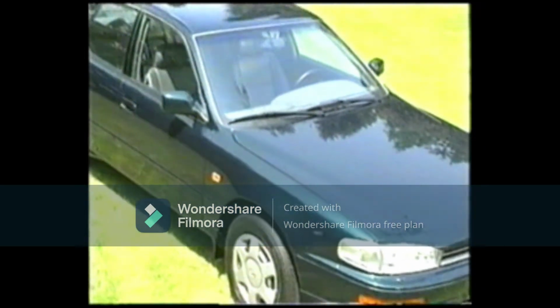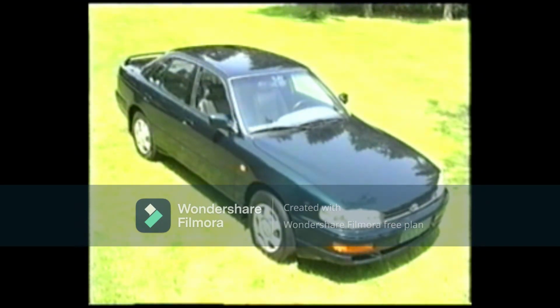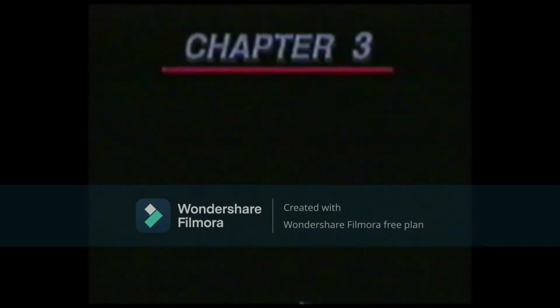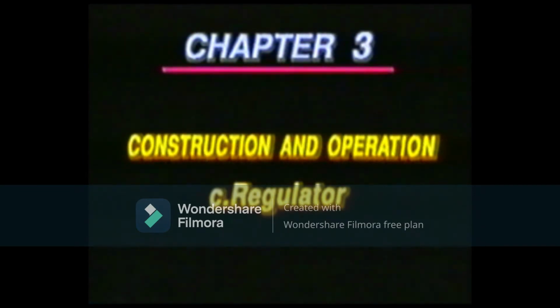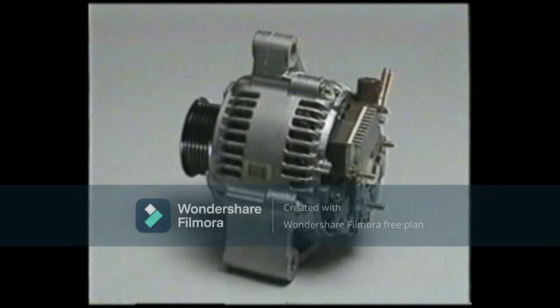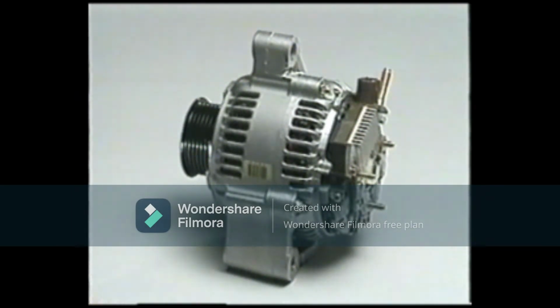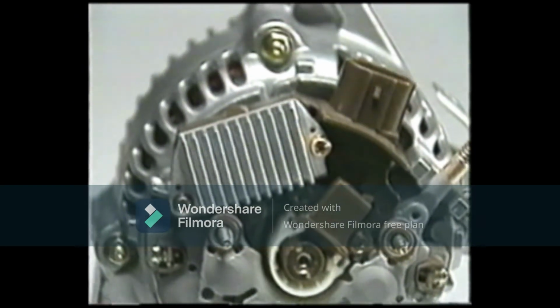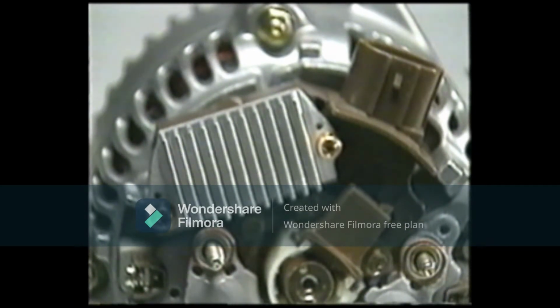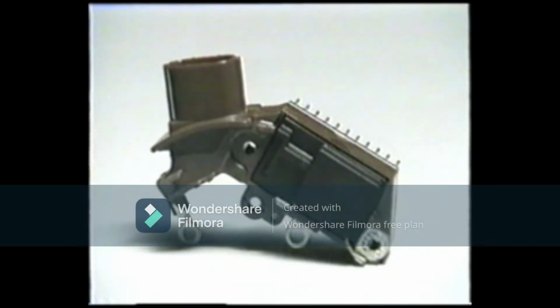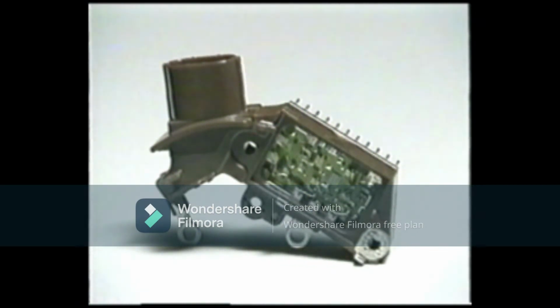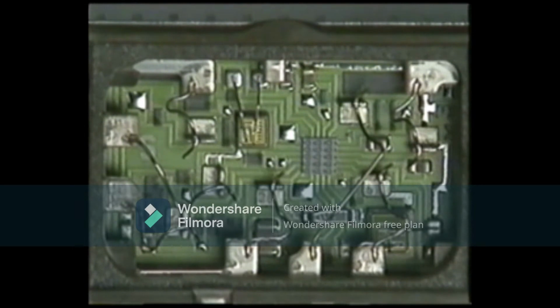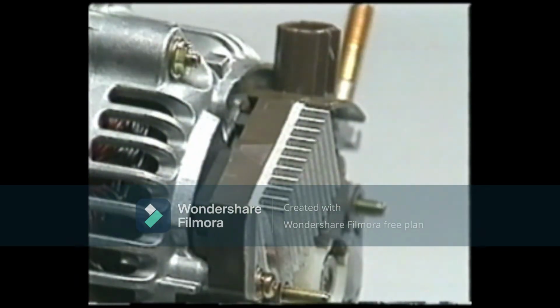Let's look at the regulator which controls the voltage generated by the alternator. The voltage regulator is installed on the alternator beside the rectifier. Its internal construction is as shown. It consists of a hybrid IC having a built-in monolithic integrated circuit, transistors, and so on. Please note that this type of regulator cannot actually be taken apart.